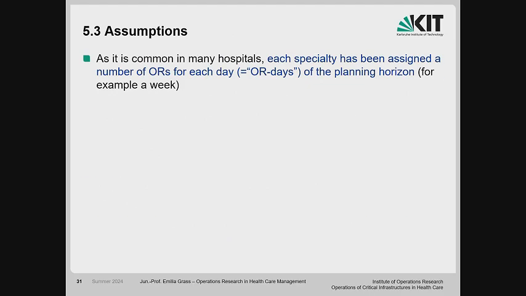Okay, another assumption is it's pretty common in hospitals, I mean, with Lauterbach that might change, but for now it's like that: hospitals and each specialty has its own number of operating rooms for particular days. So oncology has the operating room for 5 hours on Monday and Tuesdays. Pediatric has an operating room on Wednesday and Thursday for 6 hours, and so on, for this particular planning horizon, which is typically 1 week.